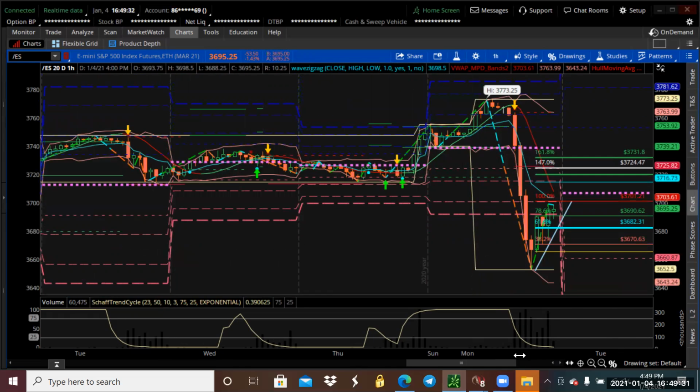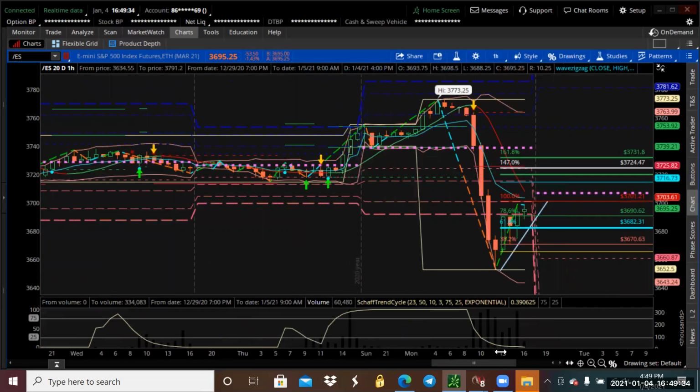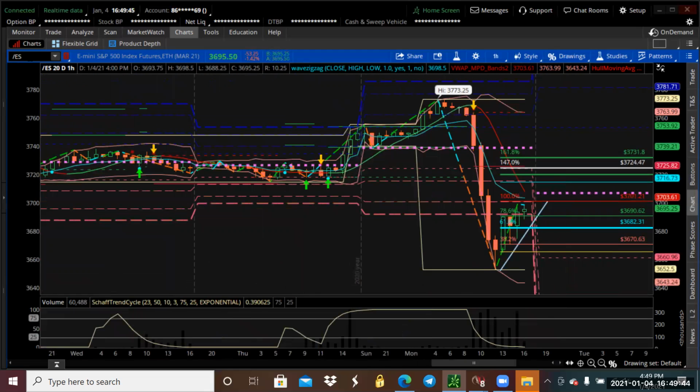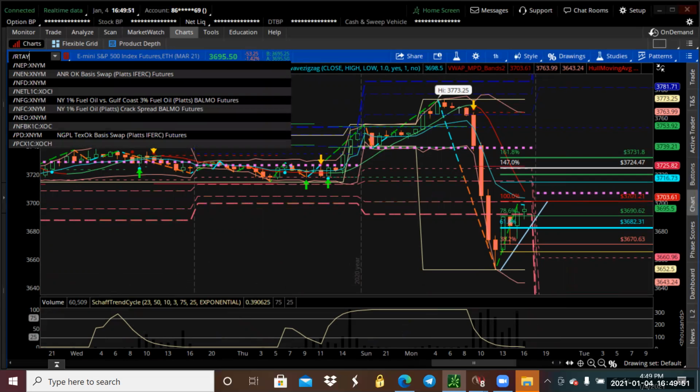If you want to trade tonight, watch. If you want the indicator that I had, you can text or email me, DM me as far as having the VWAP volume. All right, so that's that. Let's go to the Russell.